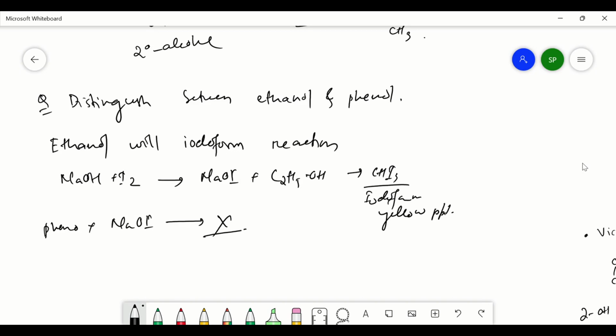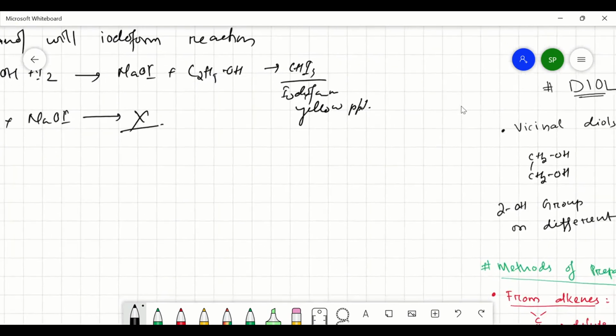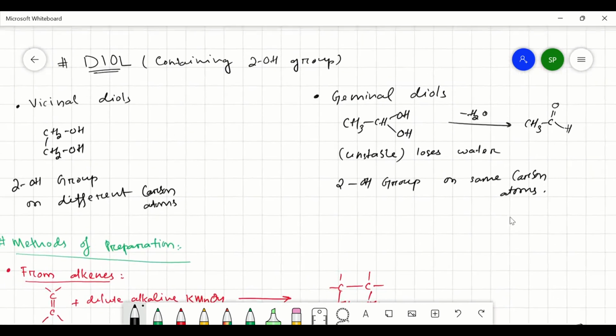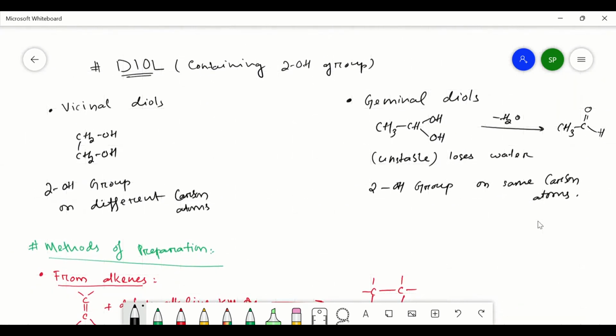Okay. Now we have seen monohydric alcohols. Next we will see diols. What are diols? Diols are chemical compounds which contain two OH groups. In simple primary or monohydric alcohols, we see methanol, CH3OH, or ethanol, C2H5OH, that contains a single hydroxy group. The diols contain two OH groups.